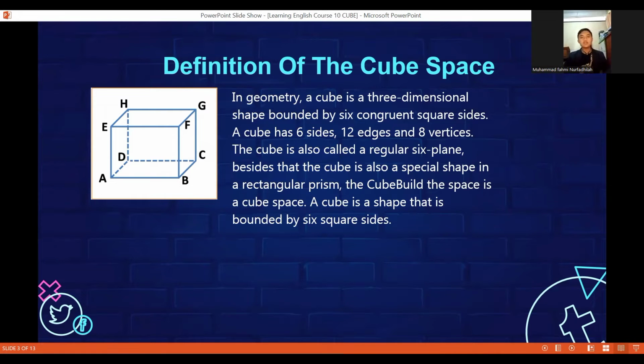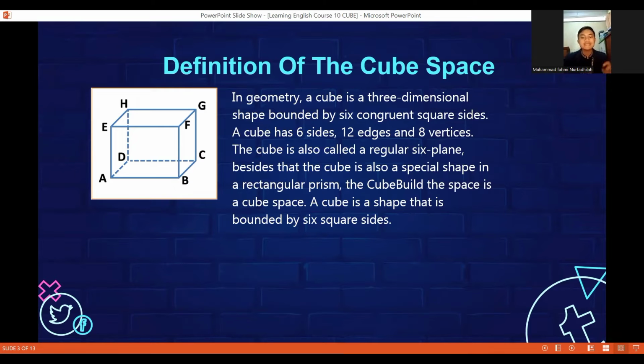Okay, we encounter many objects in our daily activities. There are two-dimensional and three-dimensional objects. There are tons of three-dimensional objects in various shapes. There is an object that looks like a cube with square sides. Okay, in this material, a cube is a three-dimensional shape bounded by 6 congruent square sides.